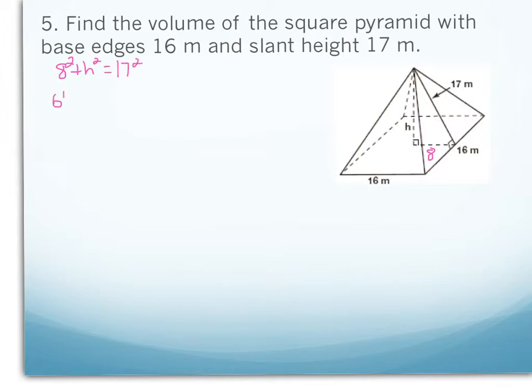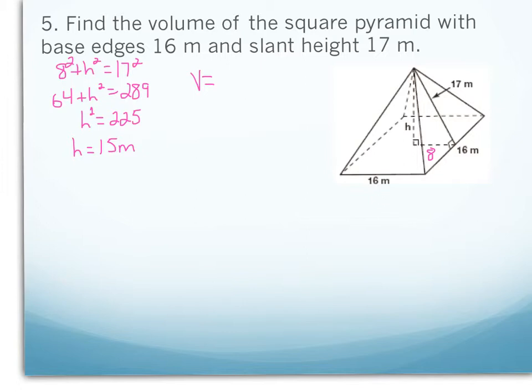So 64 plus h squared equals 289. Solving for h squared, we have h squared equals 225. Then taking the square root, we get our height is 15 meters. Alright, now we can find the volume.